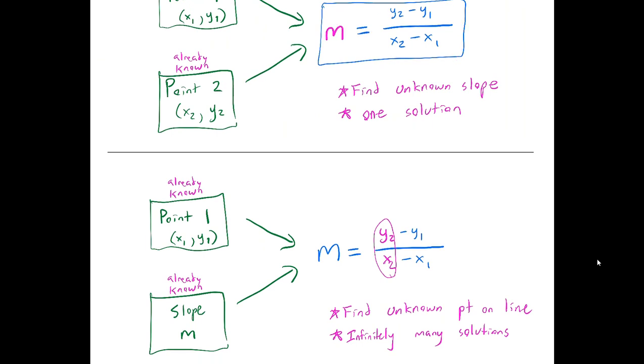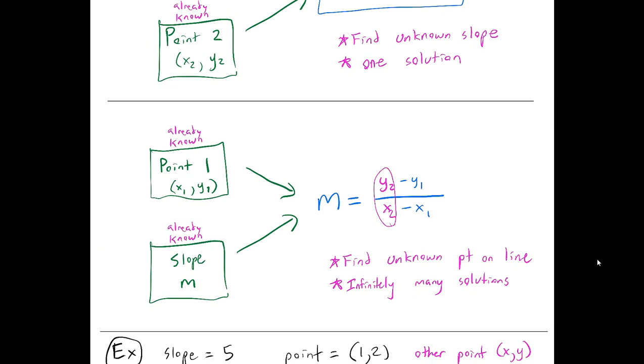But if instead we don't know an x and a y, but we plug in the slope and 1 point, think about that. Conceptually, we're saying we have a point and a direction. What's the other point? Well, there's infinitely many points on that line. You start at any point and go in any direction. That's a line with infinitely many points. So there's infinitely many solutions here. Another way to say it is one equation with 2 variables, infinitely many solutions. So find an unknown point on a line, there's infinitely many things. So it's literally just this equation that is the equation of a line.